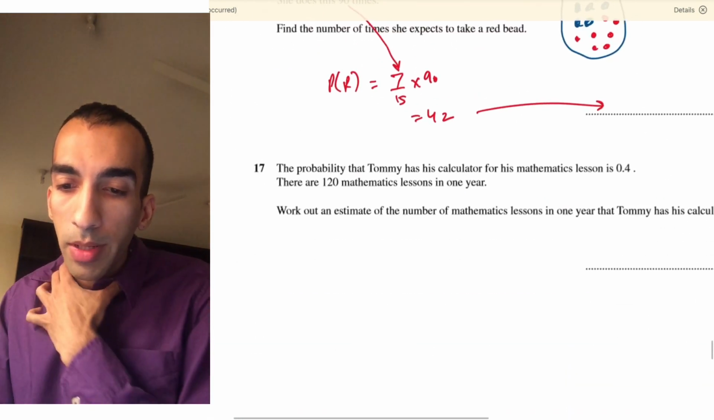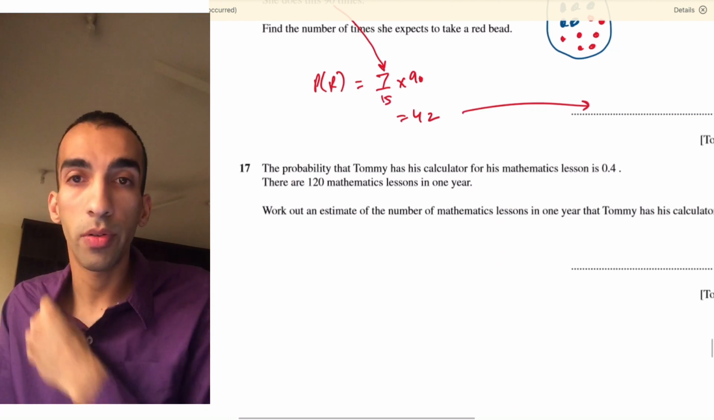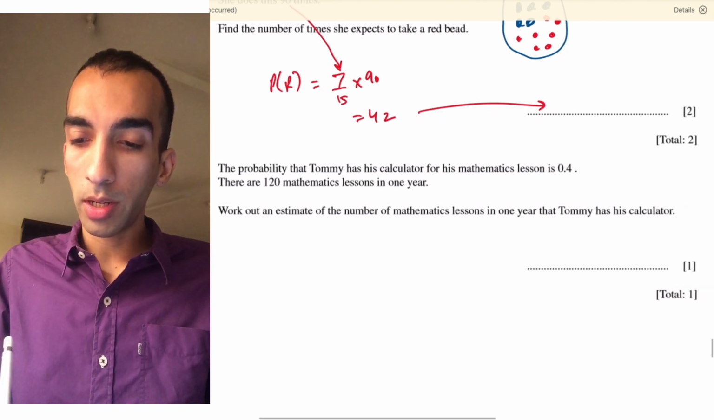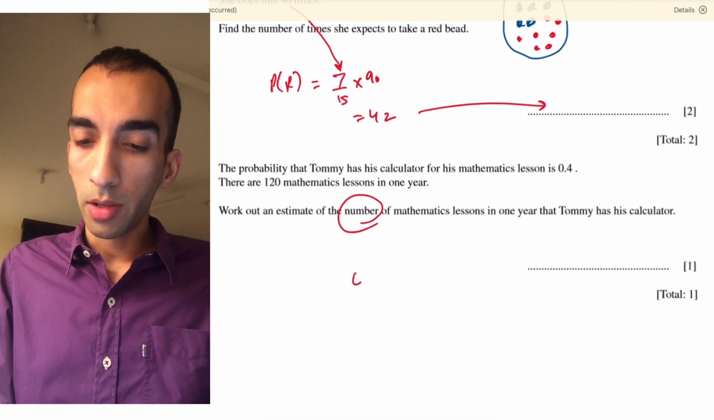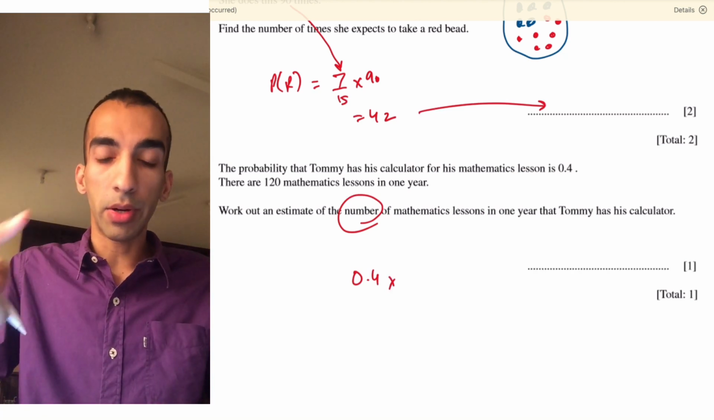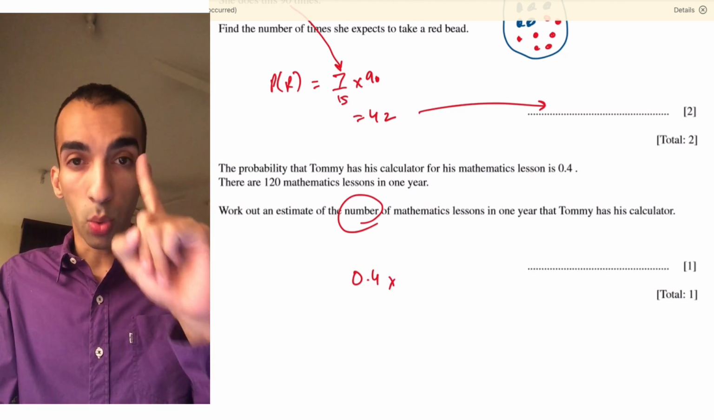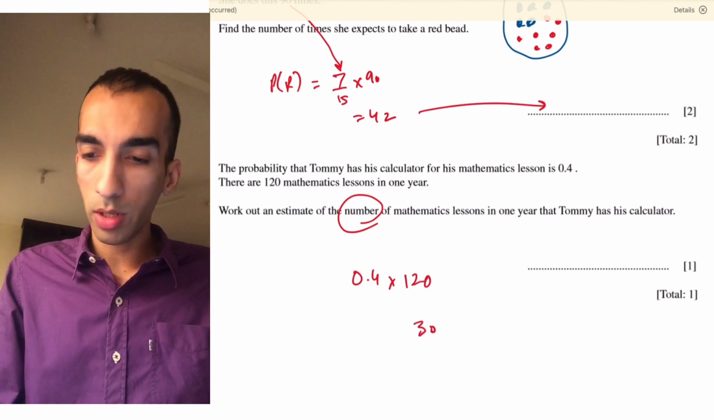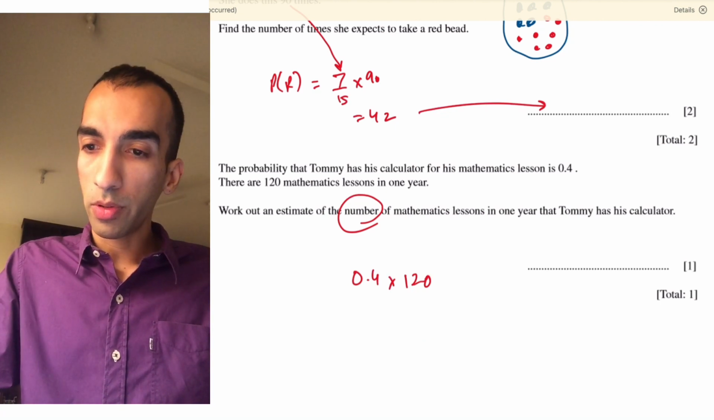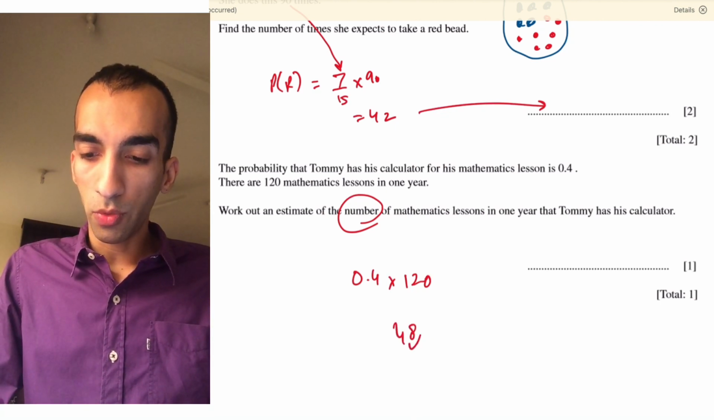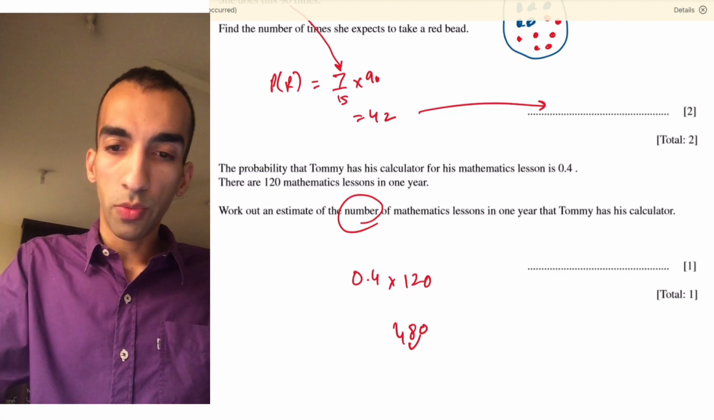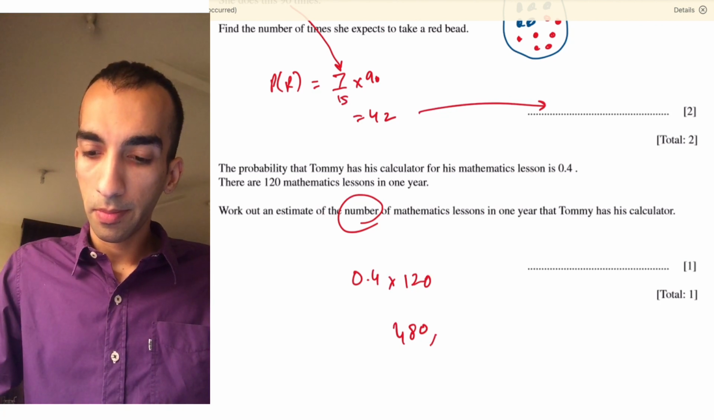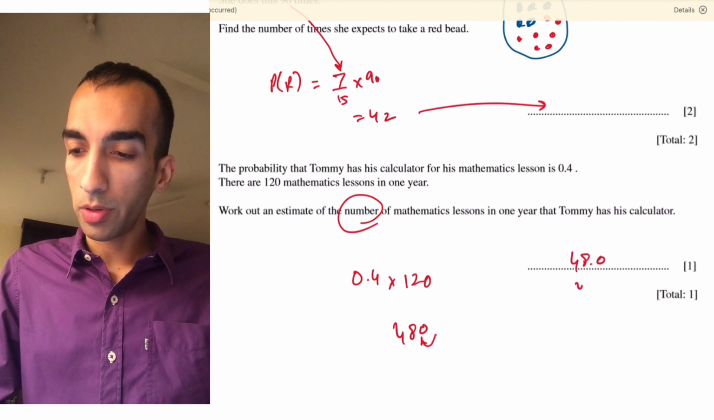The probability that Tommy has his calculator for his mathematics lessons is 0.4, so he's not usually bringing the calculator with him. There are 120 mathematics lessons in 1 year. Work out an estimate of the number. 0.4 is the probability of him bringing a calculator to any particular one lesson. If there are 120 lessons, just simply multiply it with that value, and what do you end up with? 12 fours are 48, and you move one space, 480. Move one space back, that becomes 48.0, or simply mention 48.